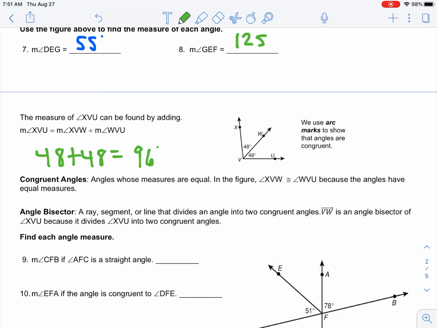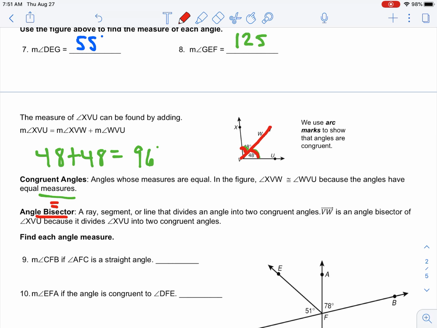Now, if angles are equal, what they'll use is what we call curls, or little arc marks, to show that they're congruent. So they might put a curl here and a curl here. That just shows that the two angles are congruent angles. They're the same measurement. Okay, one other key vocab word, angle bisector. Remember from segment bisector, when we see the word bisector, we want to think equal. So an angle bisector is going to split it into two equal angles. So in this picture, VW is an angle bisector. It splits it into two equal angles.